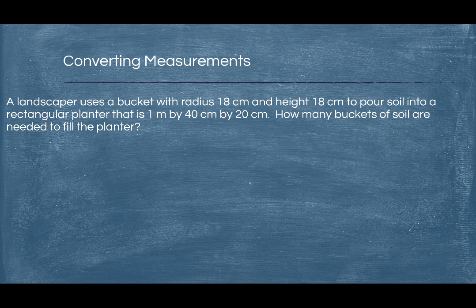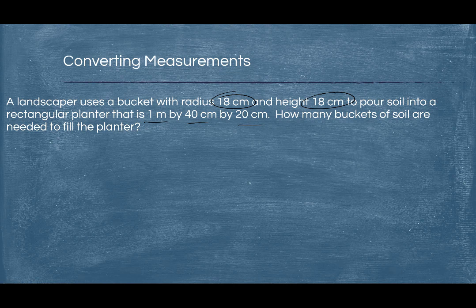Let's give one more try. A landscaper uses a bucket with a radius of 18 centimeters and a height of 18 centimeters to pour soil into a rectangular planter that is 1 meter by 40 centimeters by 20 centimeters. How many buckets of soil do you need to fill the planter?